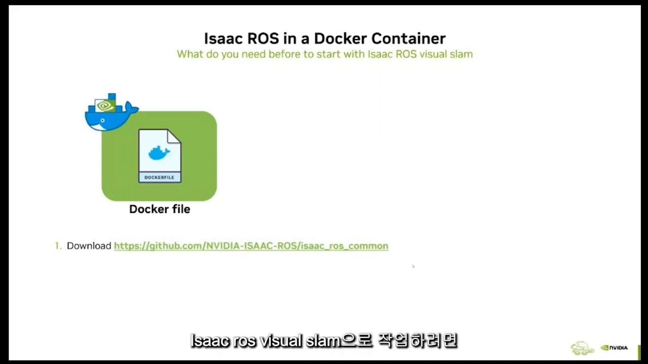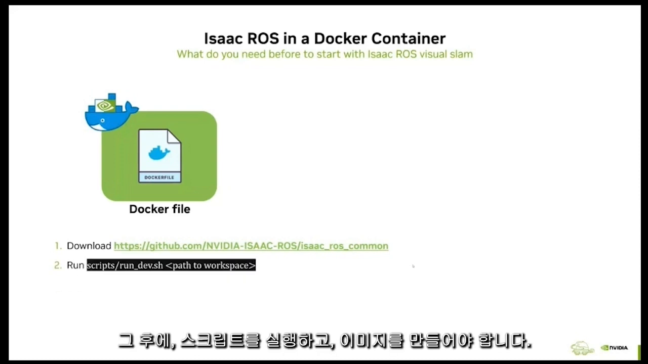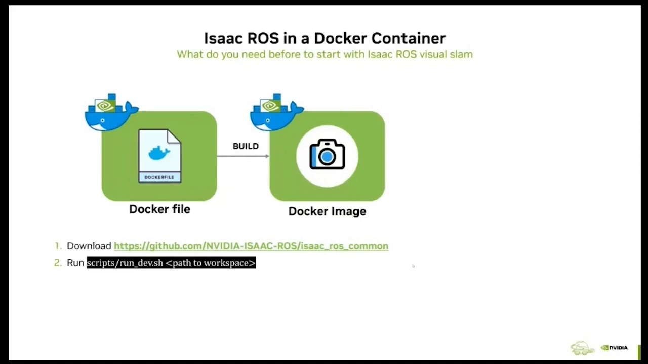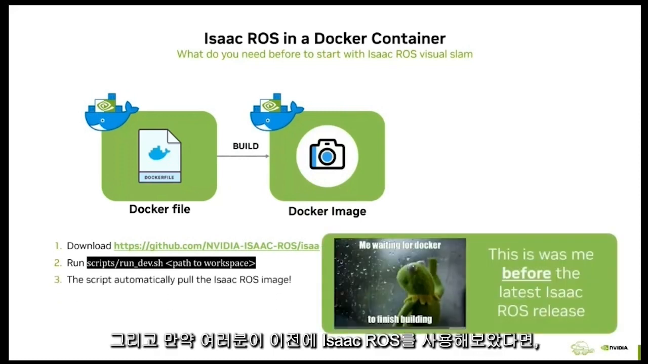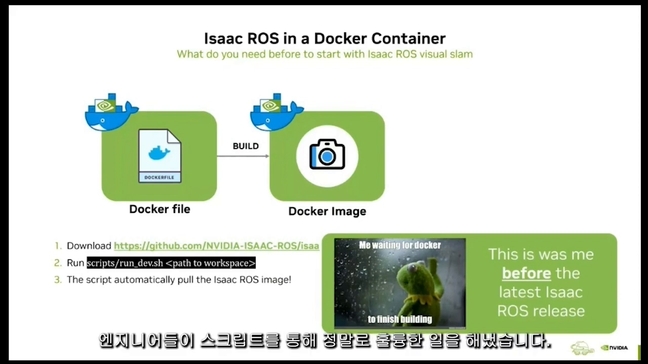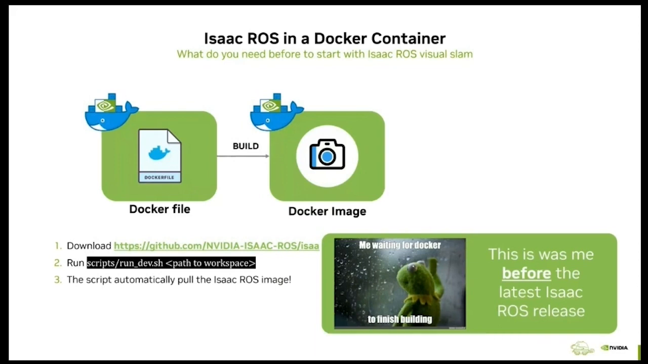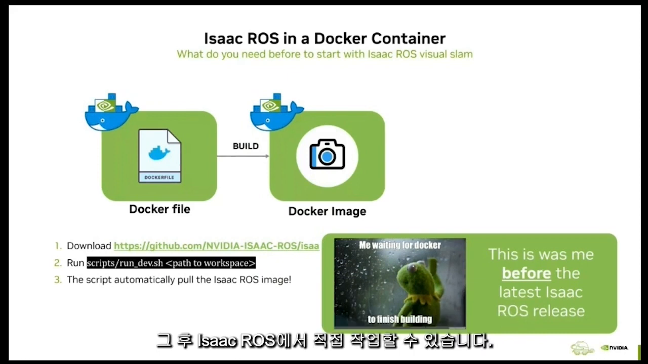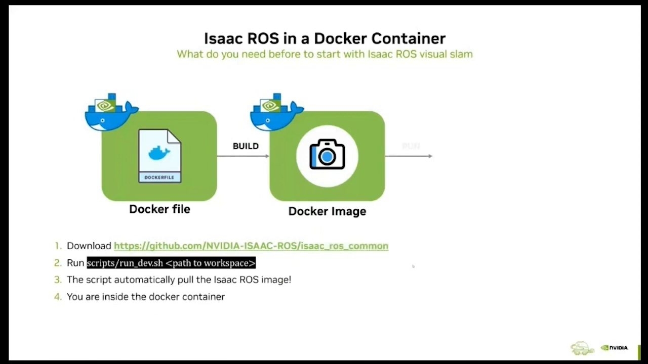To work with Isaac-ROS VisualSlam, you need to use the Isaac-ROS common. After that, you need to run a script that builds an image. And well, if you worked before with Isaac-ROS, I remember the nightmare of building the image every time. But the engineers did a really great job. Now you only need to run the script, and this script directly pulls an image with everything inside. You can directly work on Isaac-ROS.